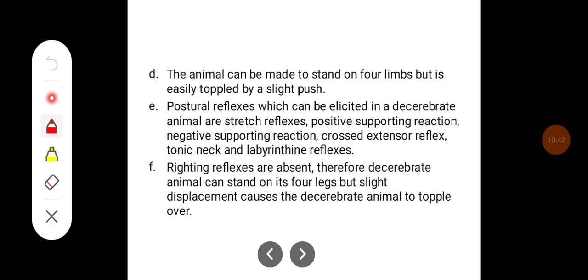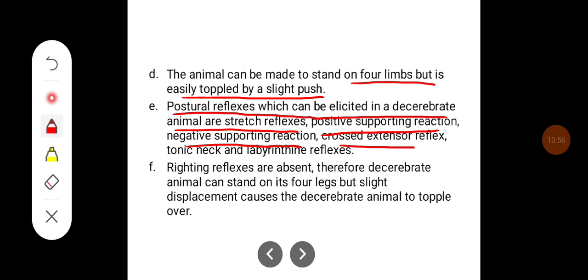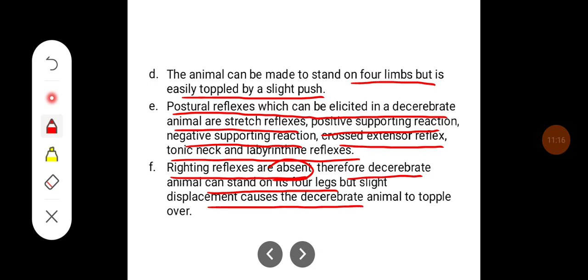The animal can be made to stand on four limbs but is easily toppled by a slight push. The postural reflexes which can be elicited in the decerebrate animal are stretch reflexes, positive supporting reaction, negative supporting reaction, crossed extensor reflexes, which are local reflexes, and tonic neck and labyrinthine reflexes. Righting reflexes are characteristically absent. Therefore, the decerebrate animal can stand on its four legs, but slight displacement causes it to topple over.